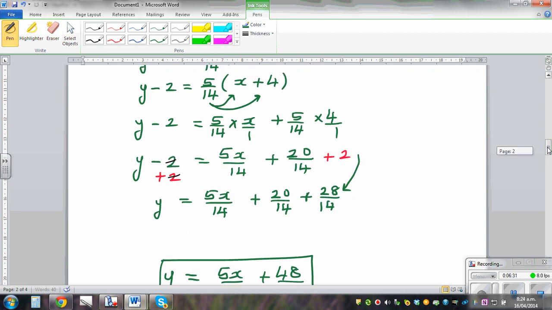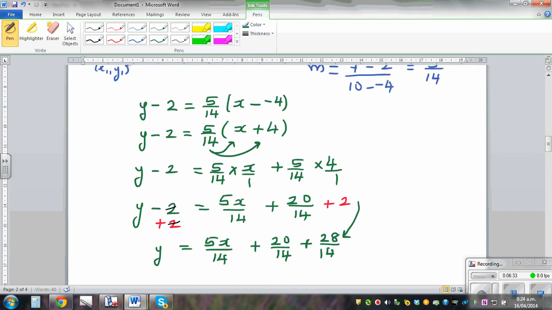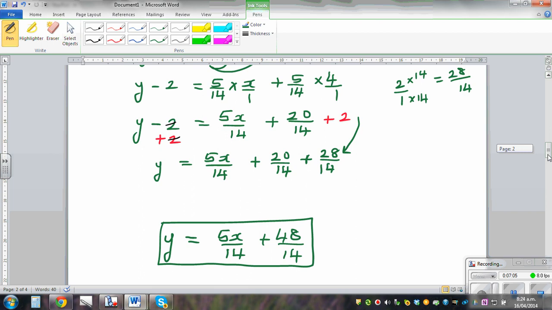Let me go over this again. What I did was, this is 5 over 14 x plus 5 over 14 times 4. When you're multiplying fractions, you multiply the top and the bottom, so that's 20 over 14. And 2 over 1, if you multiply 14 to both the numerator and the denominator, that is 28 over 14. That's how I got 28 over 14. And when you're adding fractions, if the bottom numbers are equal, you can add the top numbers. That's how I got 48 over 14.